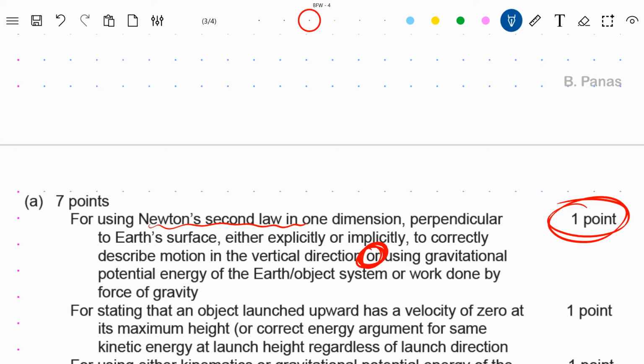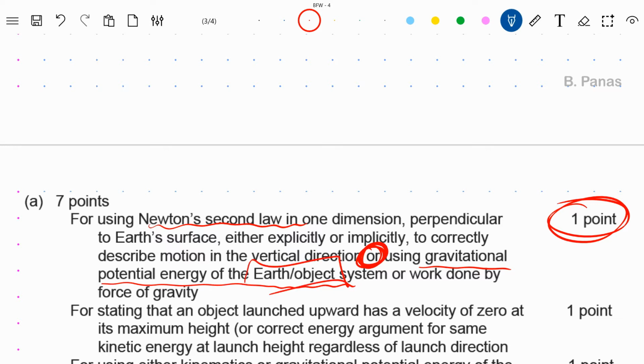Yeah, okay, so you could have used a kinematic-based approach, but if you did, you would have had to go one level deeper and explain why the motion is the way it is. You'd have to explain, for example, using Newton's laws, how you could figure out the acceleration, or at least a comparison of the two cases. So, phew, I have a note here. Or using gravitational potential energy of the Earth object system.